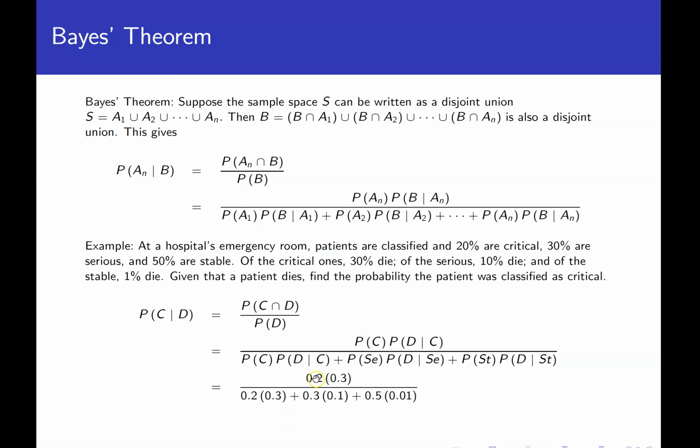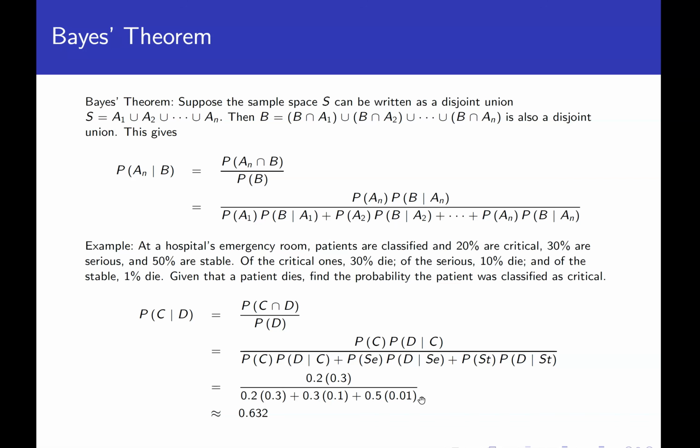Okay. Now we know all of these pieces. Probability of critical was 0.2. Probability of death given critical was 0.3. Likewise, probability of serious is 0.3. Probability of death given serious is 0.1. Probability of stable is 0.5. Death given stable is 0.01. And we get about 0.632. So if the patient died, it was a 63% chance they were classified as critical to start with anyway.